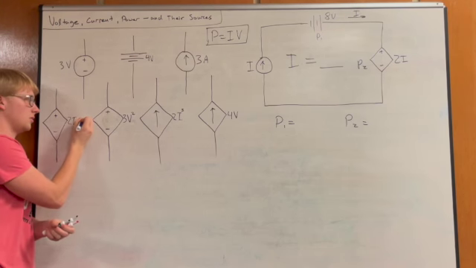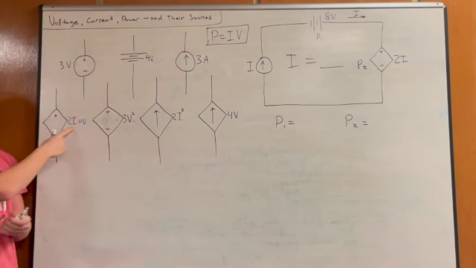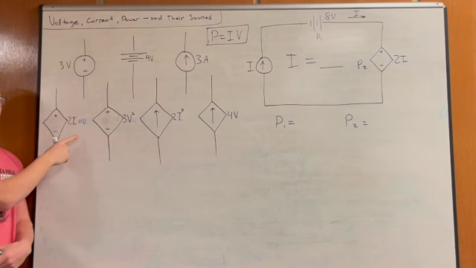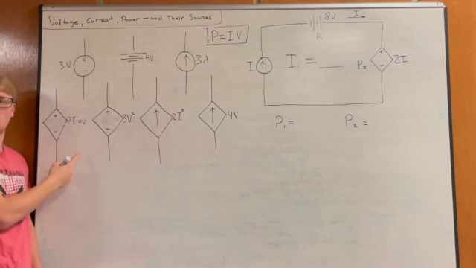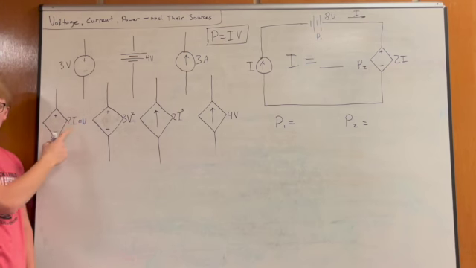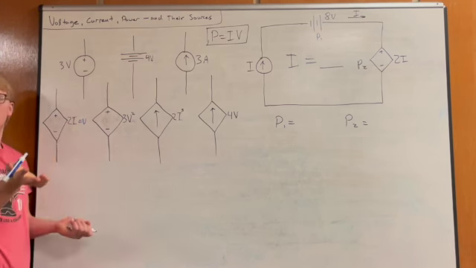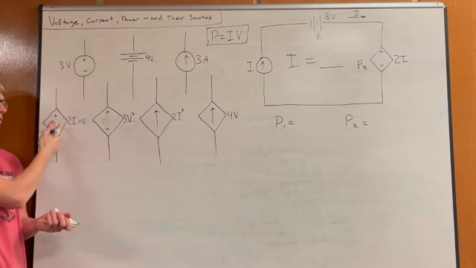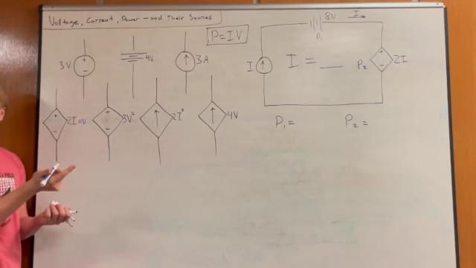Essentially, that's what it's saying: 2I equals V. So it is dependent. This source is dependent on current, that's why there's an I there. So if the current is 4, the volts in this source is 8.